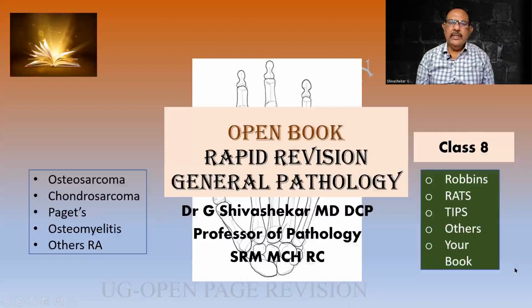The next class is again a class on bone and joints. So these are my references, and obviously these are questions. Osteogenic sarcoma has been asked at least about 40 to 50 times in all university questions. Important in surgery as well as orthopedics also. Chondrosarcoma, strangely it has been asked, so we will be reading a little bit about that also.